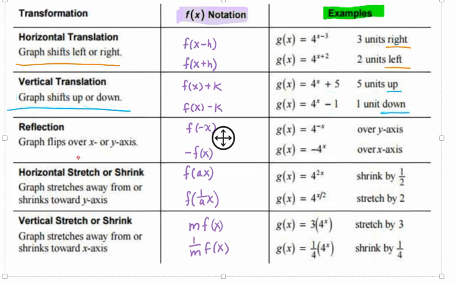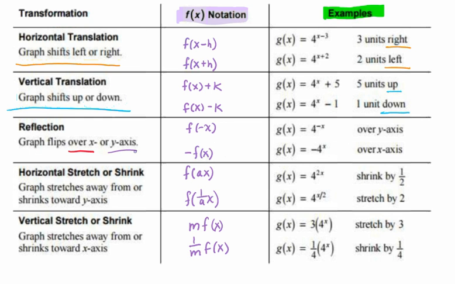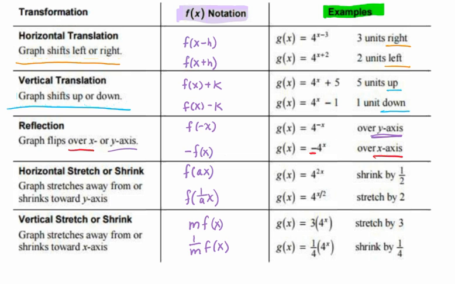When we're talking about reflections over our x-axis and our y-axis, we're going to see that when the negative is in the exponent, that's going to make it the y-axis that we reflect over. And when our negative is not in the exponent, we're going to be reflecting across our x-axis. When we're talking about horizontal stretch and shrinks, we're going to be moving away from the y-axis, and those are going to be occurring in the exponent as we see here.